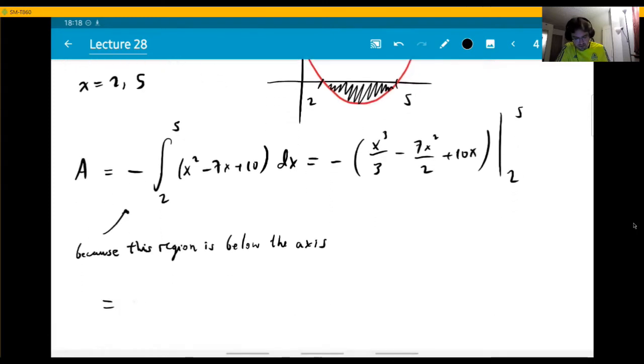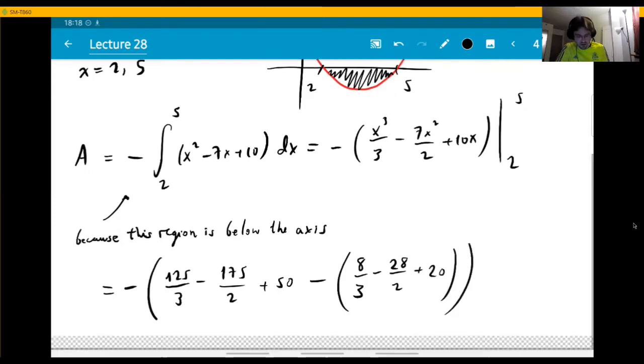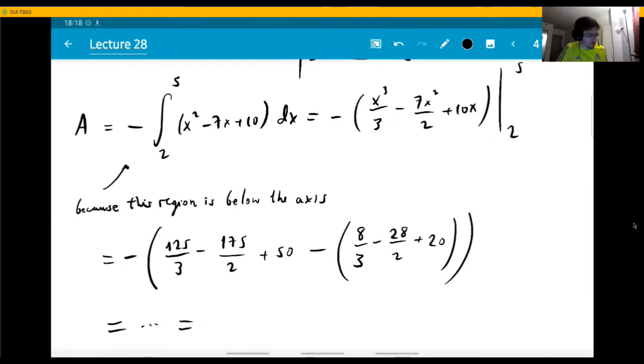So I'm going to leave the minus outside, calculate at 5. Just plug in x equals 5. And now minus, calculate at 2. 8 over 3 minus 28 over 2 plus 20. And simplify this. I did this before, used a calculator. I'm not sure if this is going to be the exact answer because I could have a mistake, but this is really not what's important.